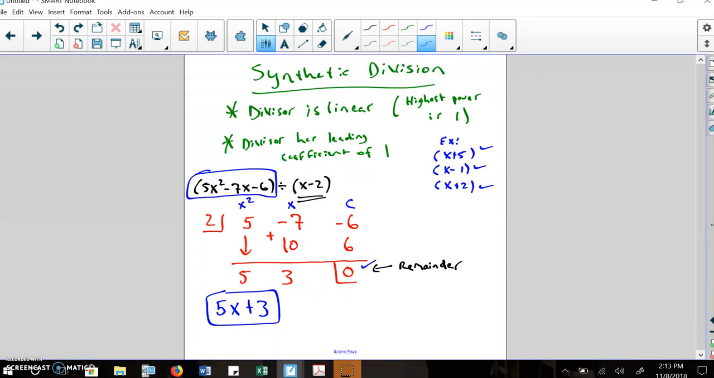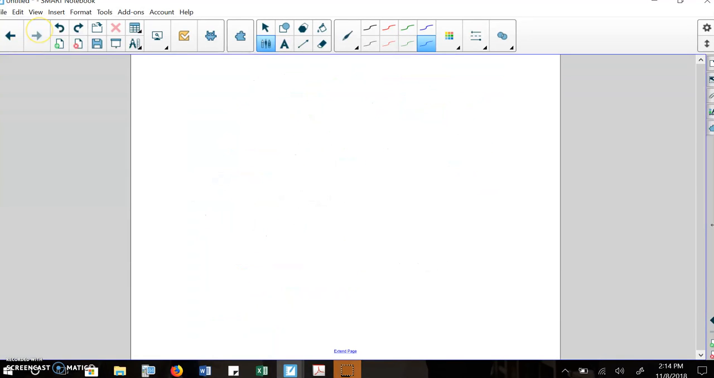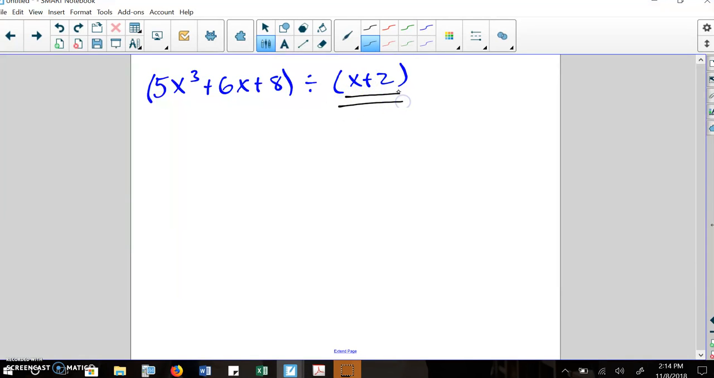Okay? Alright, we're going to try a couple more. I'm going to show you a couple more examples of synthetic division, and then we'll be done here with the notes. So for our next one, let's try 5x cubed plus 6x plus 8 divided by x plus 2. Once again, this is a situation where I can use synthetic division because this divisor is linear, highest power of 1, and it has a leading coefficient of 1. It has to check those boxes in order to use synthetic.